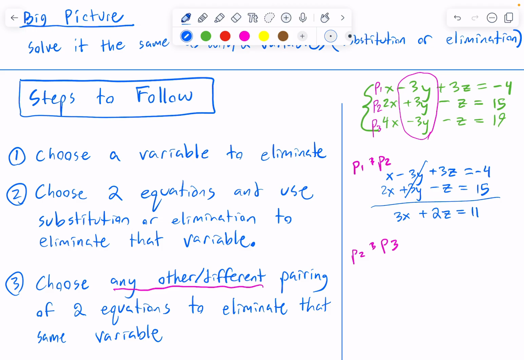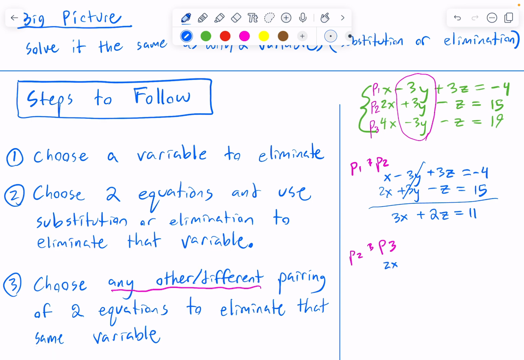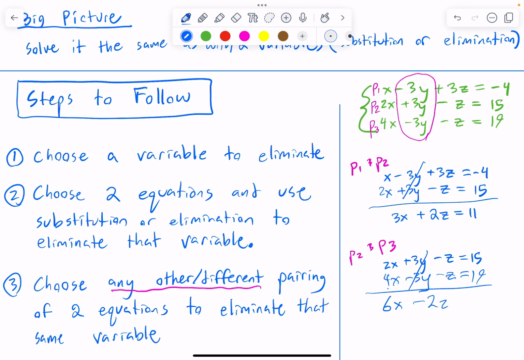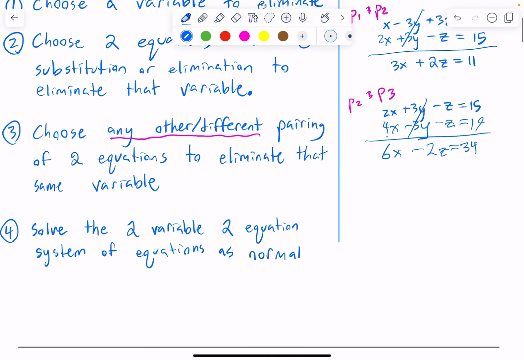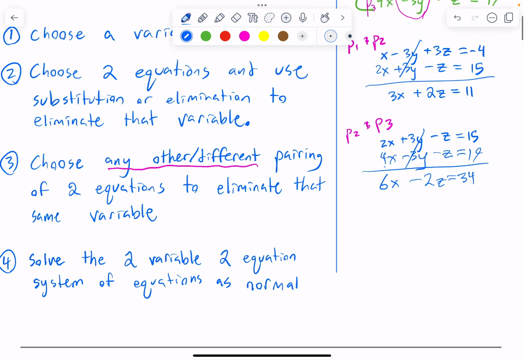We've got P2 is 2x plus 3y minus z equals 15. We've got P3 here is 4x minus 3y minus z equals 19. We sum those together, we get 6x. These cancel, minus 2z equals 34. Okay? And the last step is we solve that just like we would any system of equations.